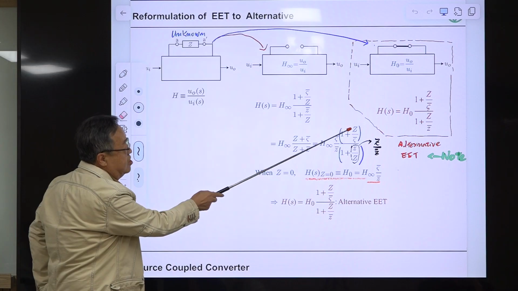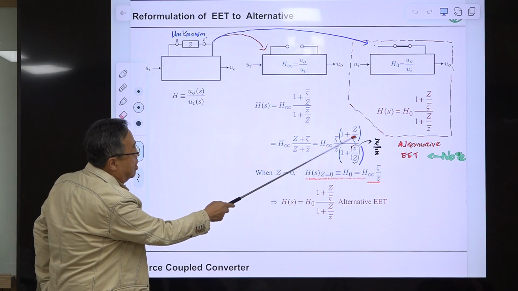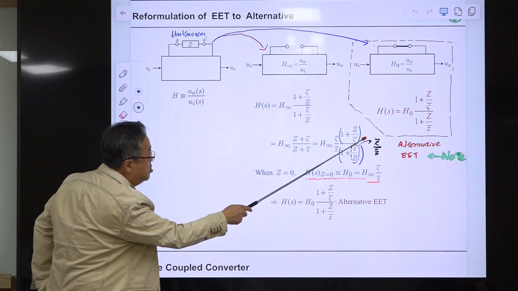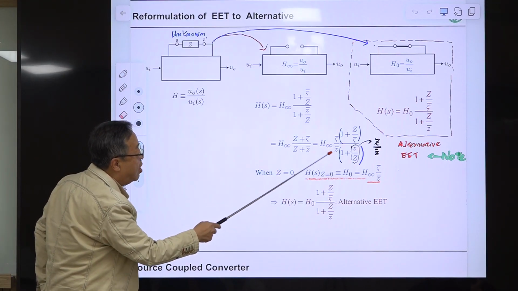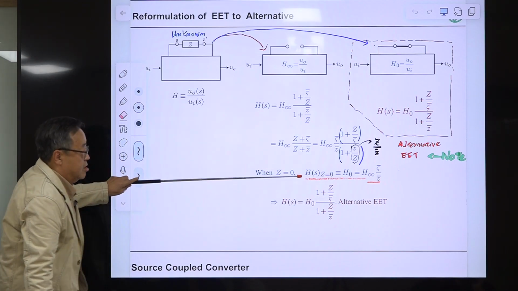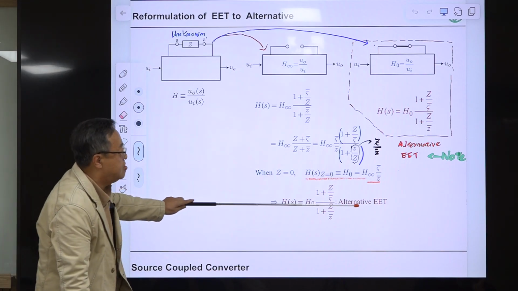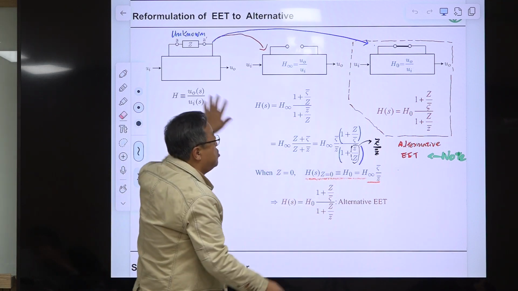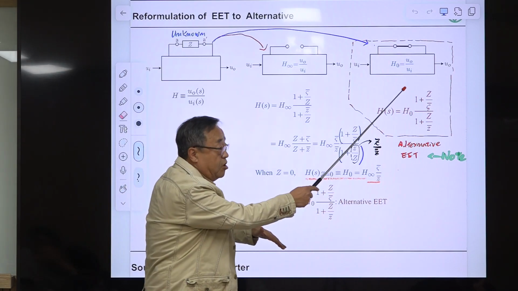Here if G is 0, this is 0, and this is 0, then this 0 becomes this one, right? Because this term is 0, this term is 0, then the remaining is H infinity times this one, which is the H evaluated with the impedance element shorted. So this is the alternative form, the alternative EET, and this can be applied here. We just reformulate the equation, and naturally this is the form you can use.